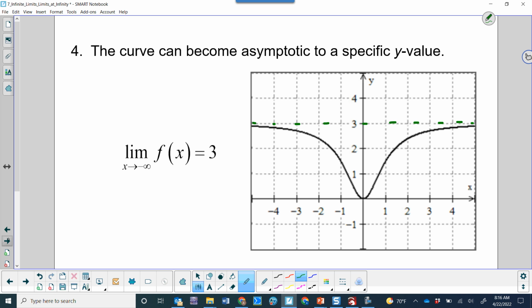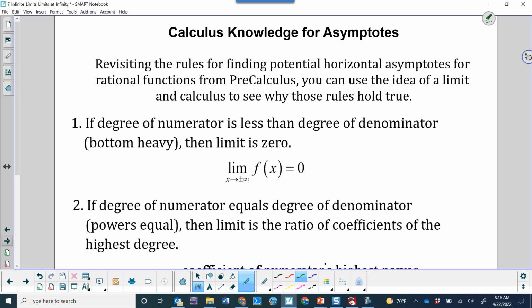Okay, so this is kind of a revisit if you need to look at that. This is how you do the horizontal asymptotes about the degrees of numerator and denominator. So look through that, and then the rest of the examples we can do in class.